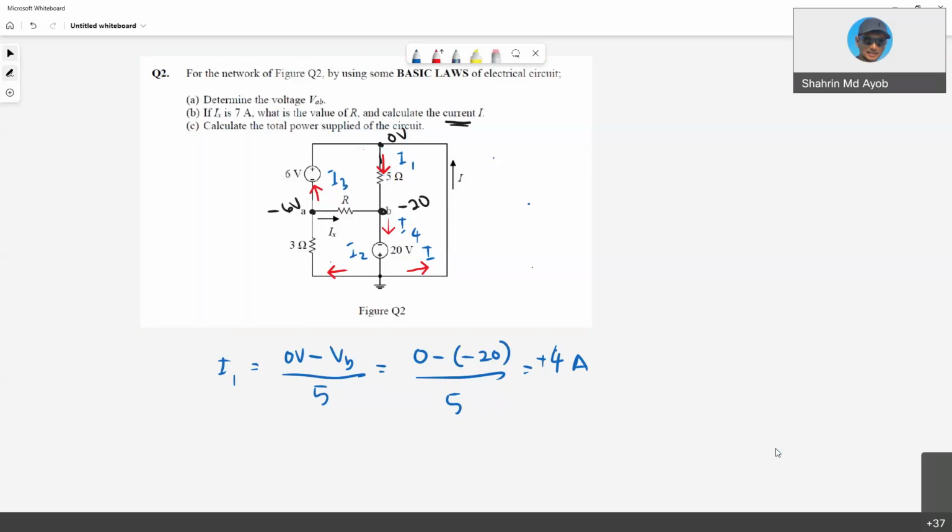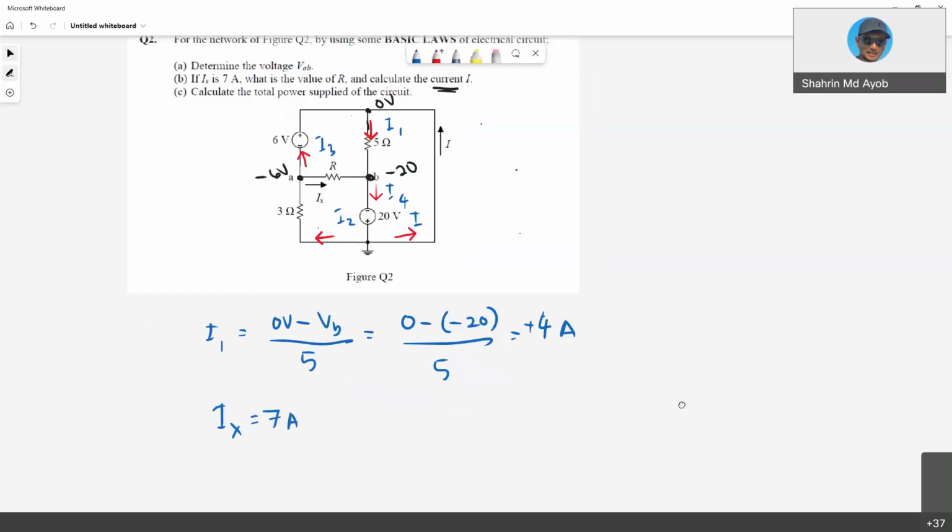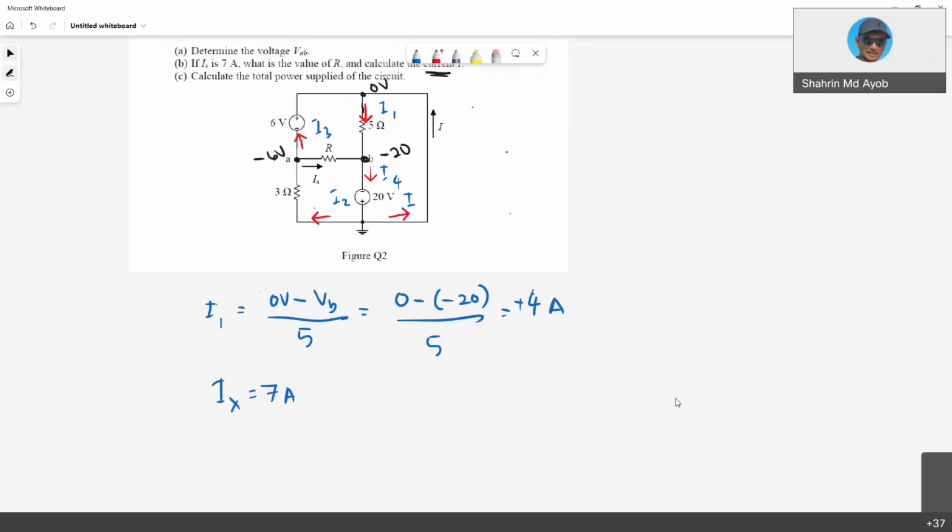Then I need to calculate my Ix is already calculated. Ix is actually 7 amps. Okay, based on this one. And then what else? I2. So I2 is actually flow from, we assume that the current flows from 0 voltage to -6. So 0 minus VA, which is -6, over 3 ohms. So this one will become positive 2 amperes. So that is my I2.